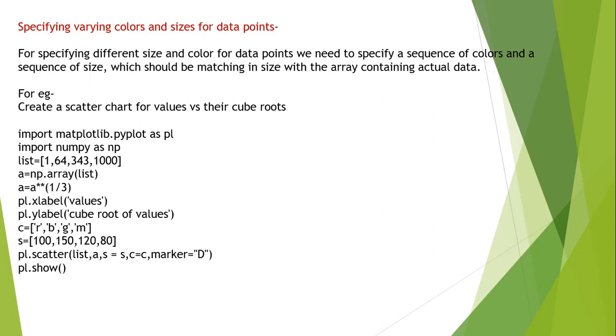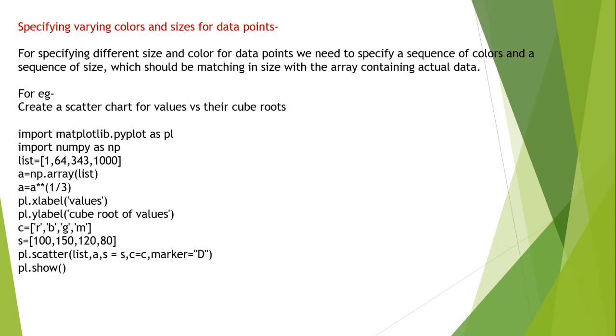Getting it? Now see, pl dot scatter list comma a. Why did we give list comma a? Because list has the data values of the x axis, and a has the data values of the y axis. S is equal to S shows that the size of the marker should be taken from the S array. So each element of the array will specify the size of each element of the list.